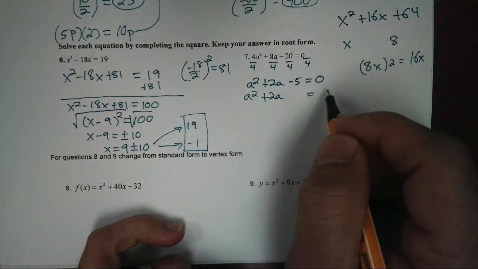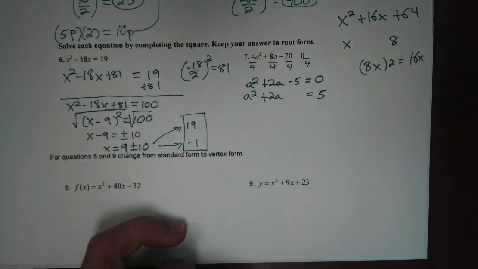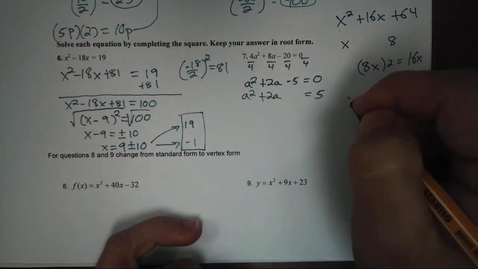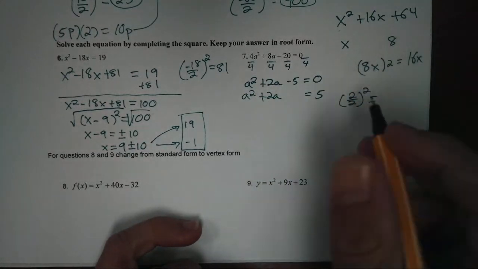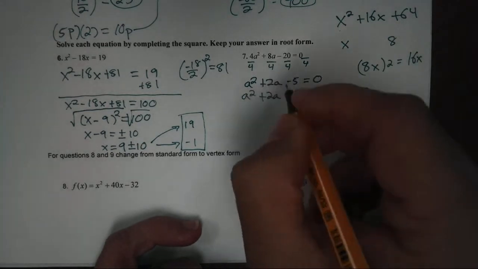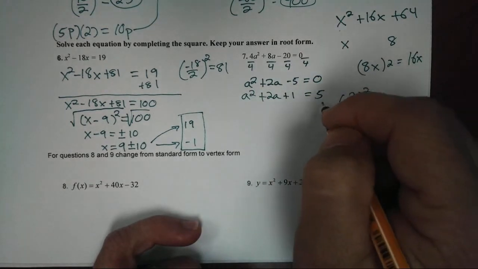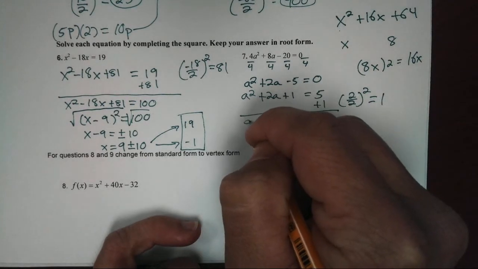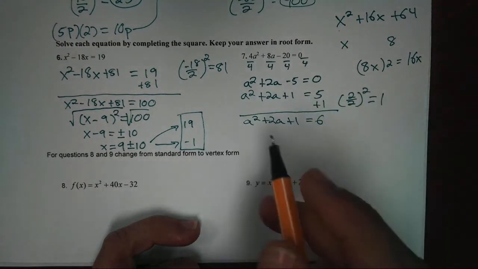To get rid of that minus 5, we're going to add 5 to the other side. So it's going to be a positive 5 now on the right. Now we complete the square. So we take half of the middle term. Middle term is 2. Half of it is 2 divided by 2, and then we square it. 2 divided by 2 is 1. 1 squared is 1. So we put plus 1. That's a brand new number, so the right side needs it to balance out. So now I've got a squared plus 2a plus 1 equals 6.